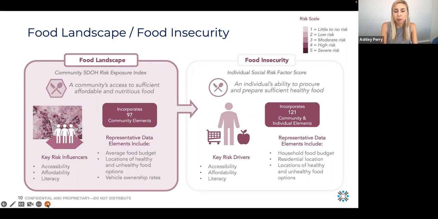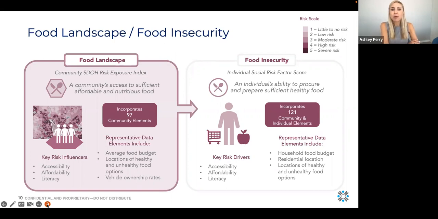And just to give you a couple examples of some of the data elements that we look at to generate the scores, it includes things like average food budget within a community, the locations of healthy and unhealthy food sources, as I mentioned, vehicle ownership rates, right, as a proxy for the accessibility of food, and 94 other distinct data elements.